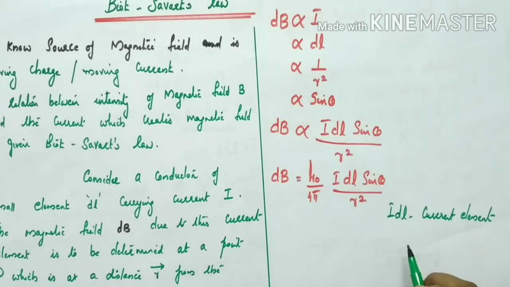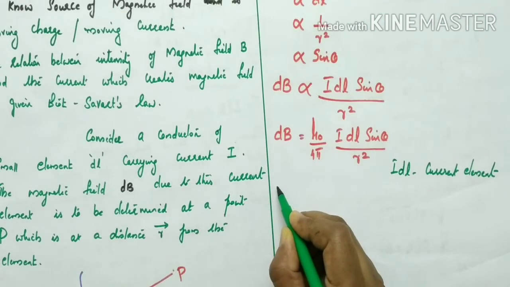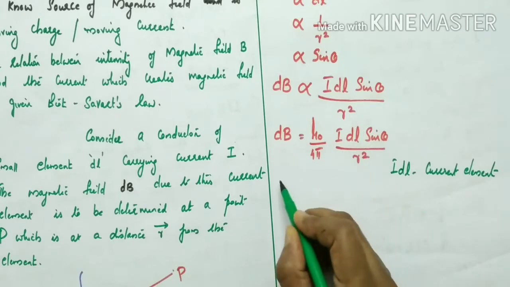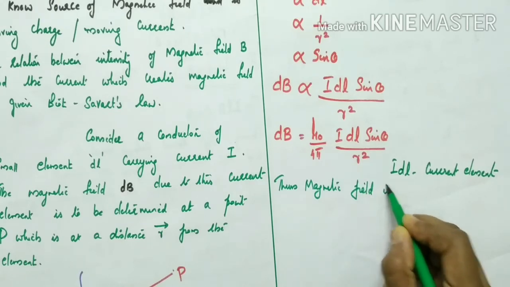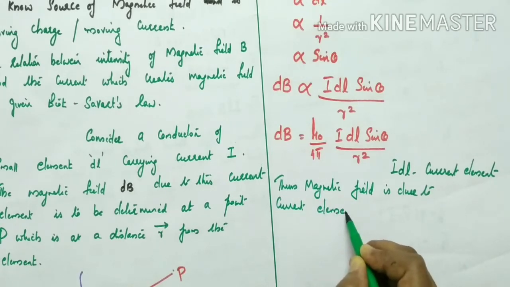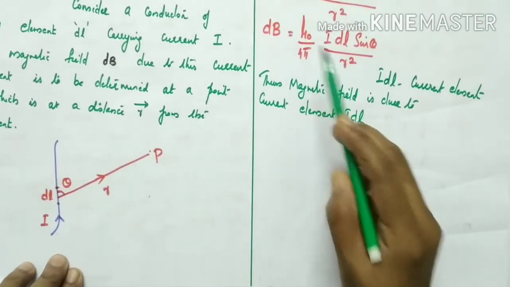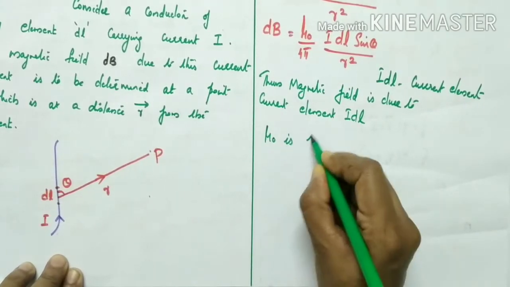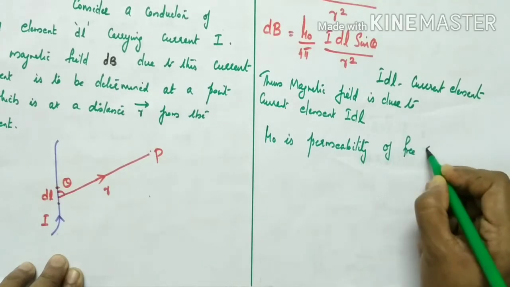Theta is the angle between the displacement vector and the current element. So Biot Savart's law is dB equals mu 0 by 4 pi I dl sin theta divided by r square. Thus we can say the magnetic field is due to the current element. Okay children, the constant mu 0 is called the permeability of free space, or permeability of vacuum.